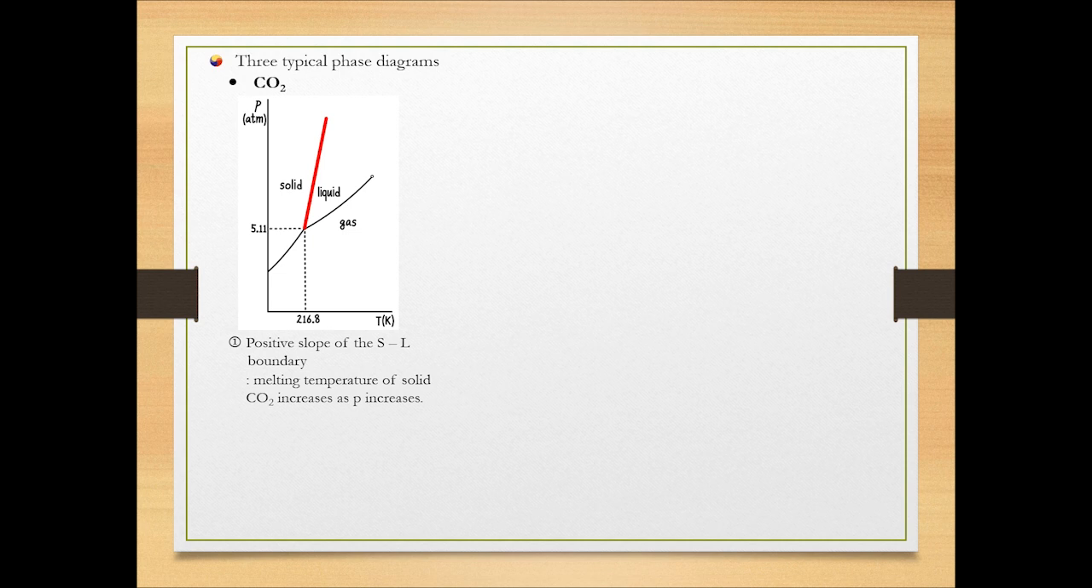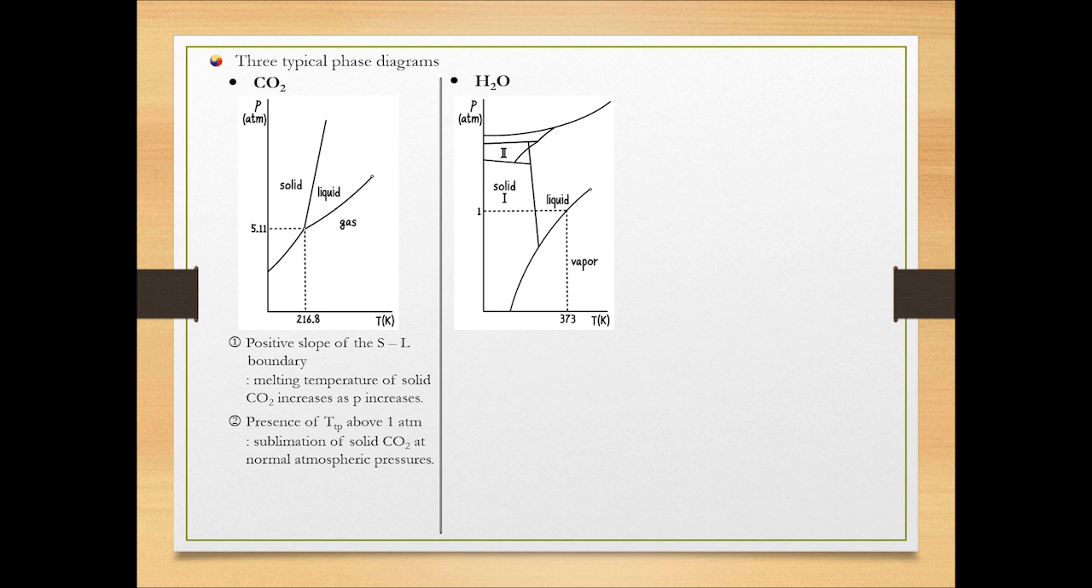Now, take a look at the triple point of carbon dioxide. It occurs at 5.11 atm and 216.8 Kelvin. What's particularly interesting about this is that the pressure at the triple point is above 1 atm. This explains why at normal atmospheric pressure, solid carbon dioxide, or dry ice, sublimates directly into the gas phase without passing through the liquid phase. Now, let's move on to the phase diagram for water.